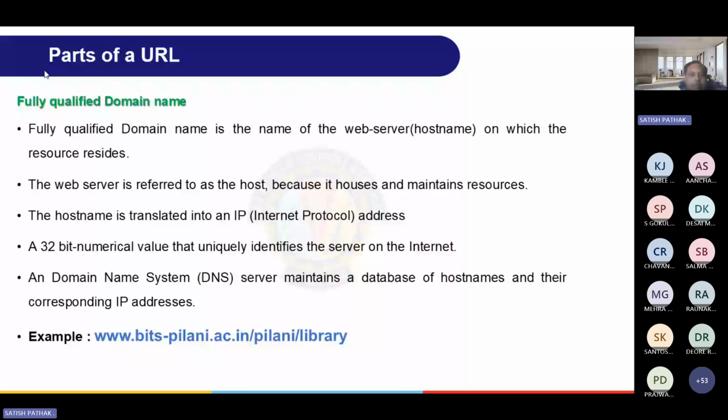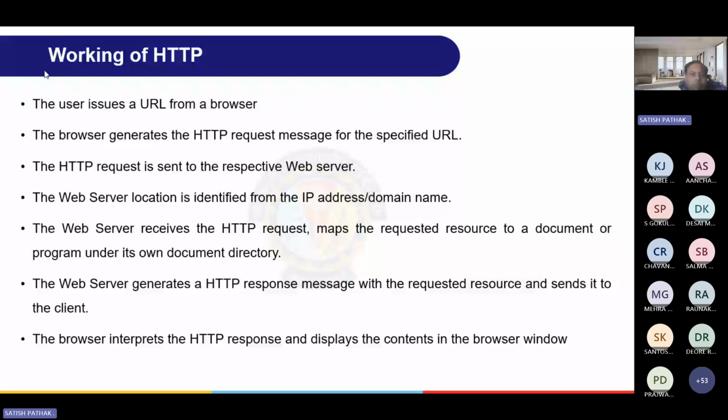Just a minute, where were we? Oh, we were at this. The web server receives the HTTP request, maps the requested resource to a document or a program under its own directory. That's what I did. I just typed Pilani, and the library was mapped, showing library.jpeg. The web server generates an HTTP response message with the requested resource and sends it to the client. The browser interprets the HTTP response and displays the content in the browser window.